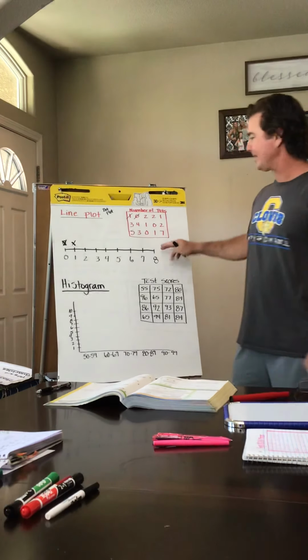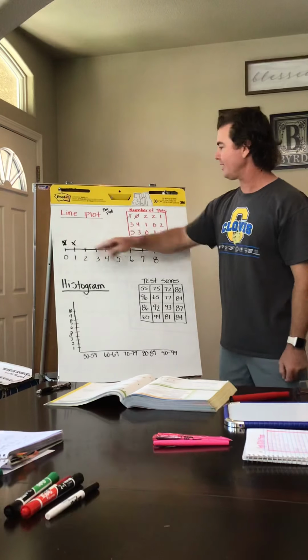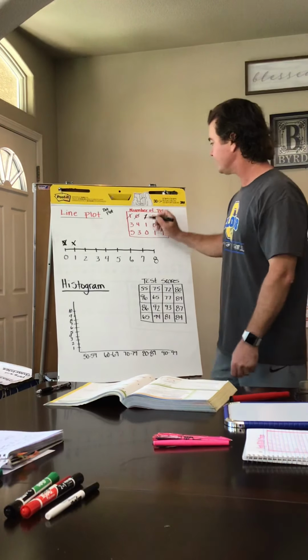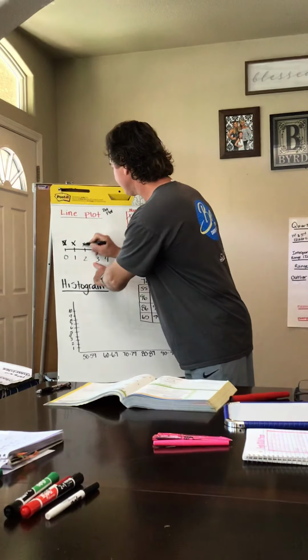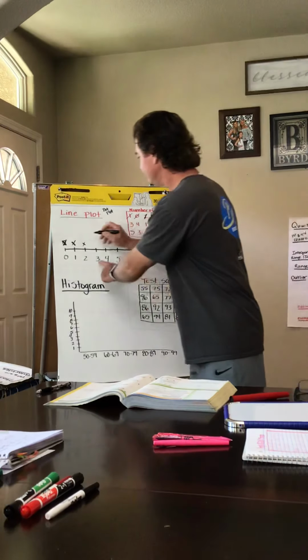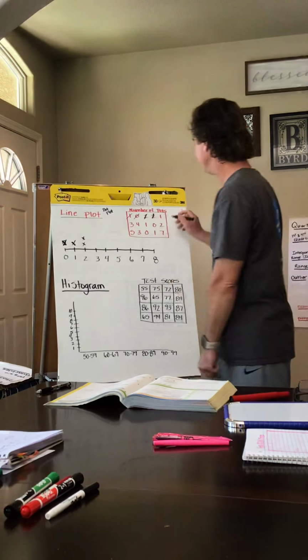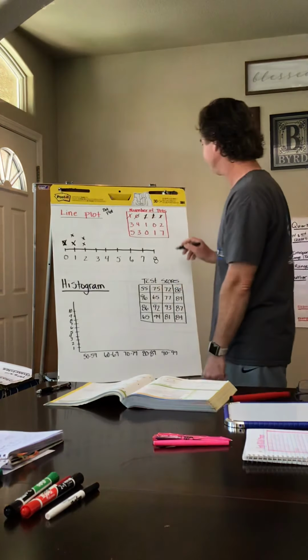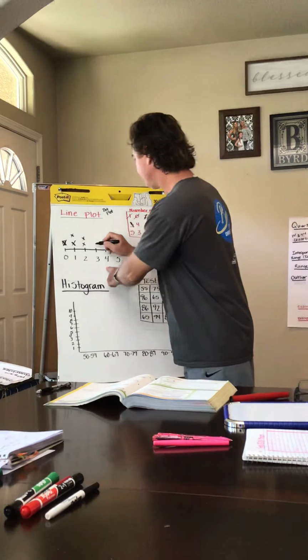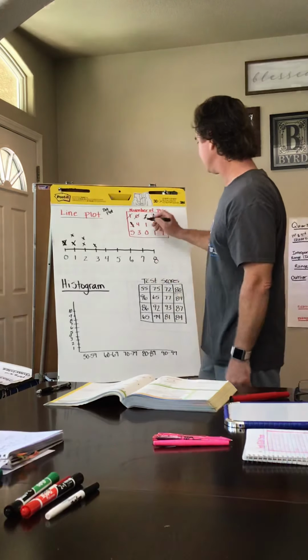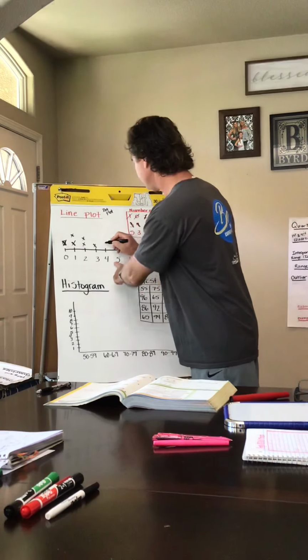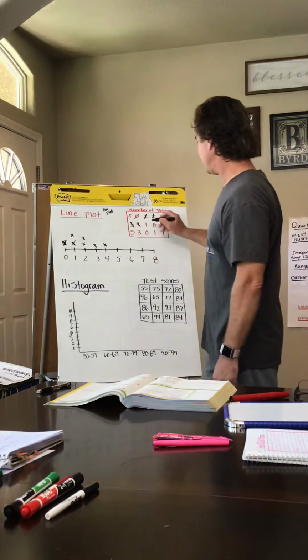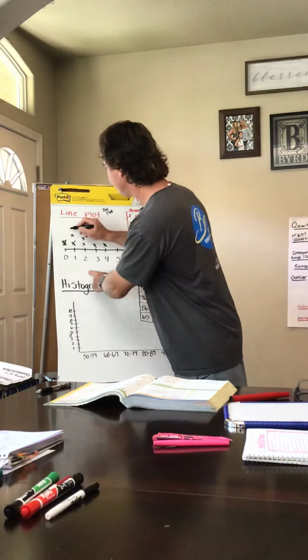Draw this number line and start putting your X's over the top. Okay, I have a 2. You need an X over the top of that. Another 2, X over the top. A 1, another X there. I have a 3, put an X there, a 4, X, another 1.